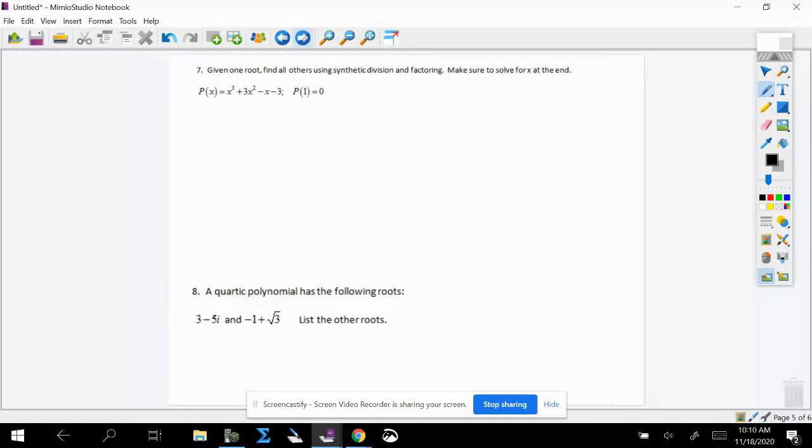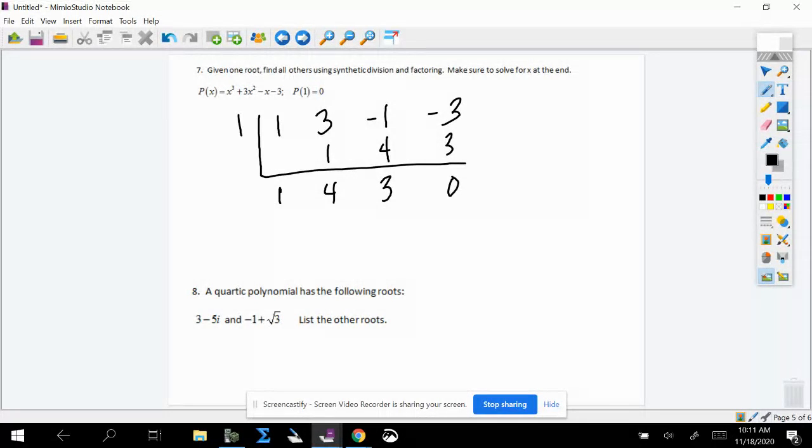Here's ones where I give you one root, you have to find the rest using either synthetic division, factoring, or a little bit of both. So we have 1, 3, -1, -3, and we want to prove that 1 is a solution, is a root. So we're going to drop down, multiply, add, multiply, add, multiply, add. At this point, it is up to you. You can either go to your calculator, look for other roots, or you can see what's left here and see if I can factor it.